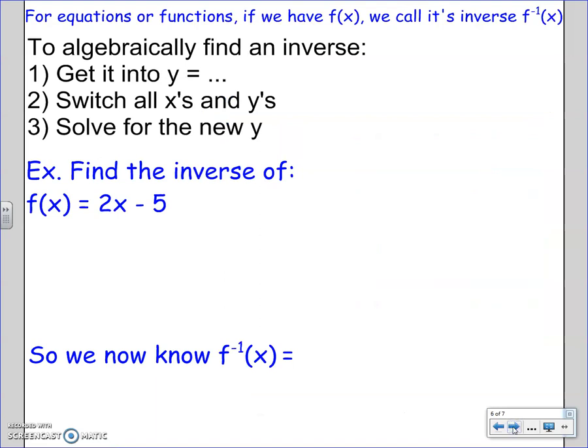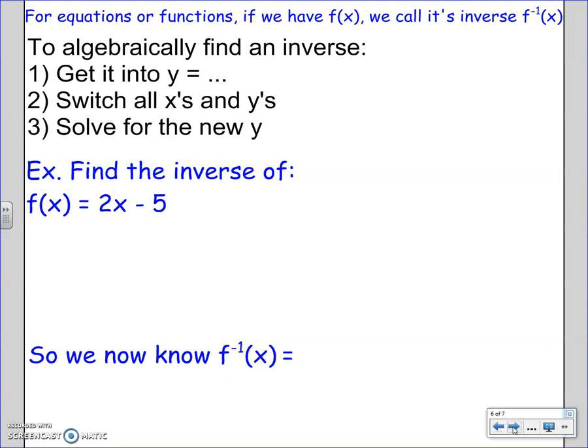All right. Now, for equations or functions, if we have the function f of x, we call it f inverse of x. Now, that's not a -1 exponent. It's just how we write it. But there's an algebraic method to find the inverse. And it's basically the same thing you do. We're going to get the equation to y equals. Sometimes it's already y equals, sometimes it's not. Then, like before, we're going to switch all x's and y's. We're flipping it. And then you're going to solve for the new y.